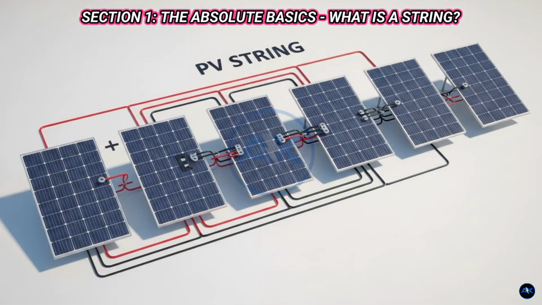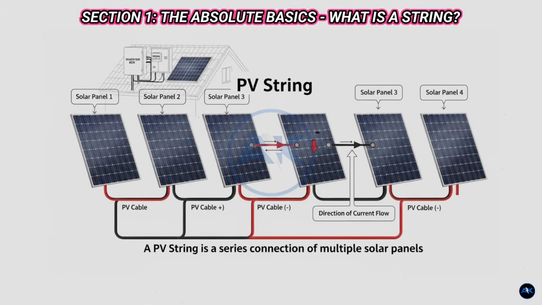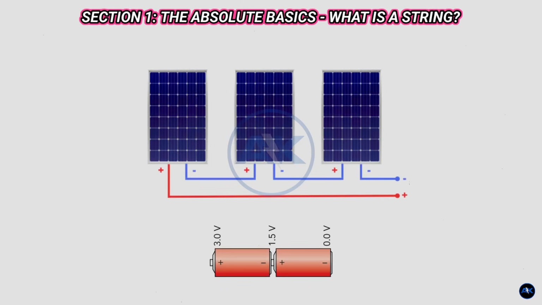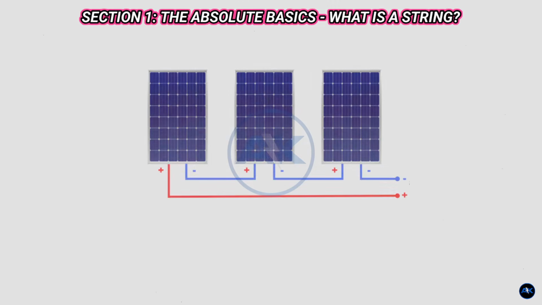Section 1. The absolute basics. What is a string? First things first, what exactly is a string in solar? Imagine your solar panels are like individual building blocks. When you connect several of these panels together in series, positive terminal to negative terminal, just like batteries in a flashlight, you create what's called a PV string.